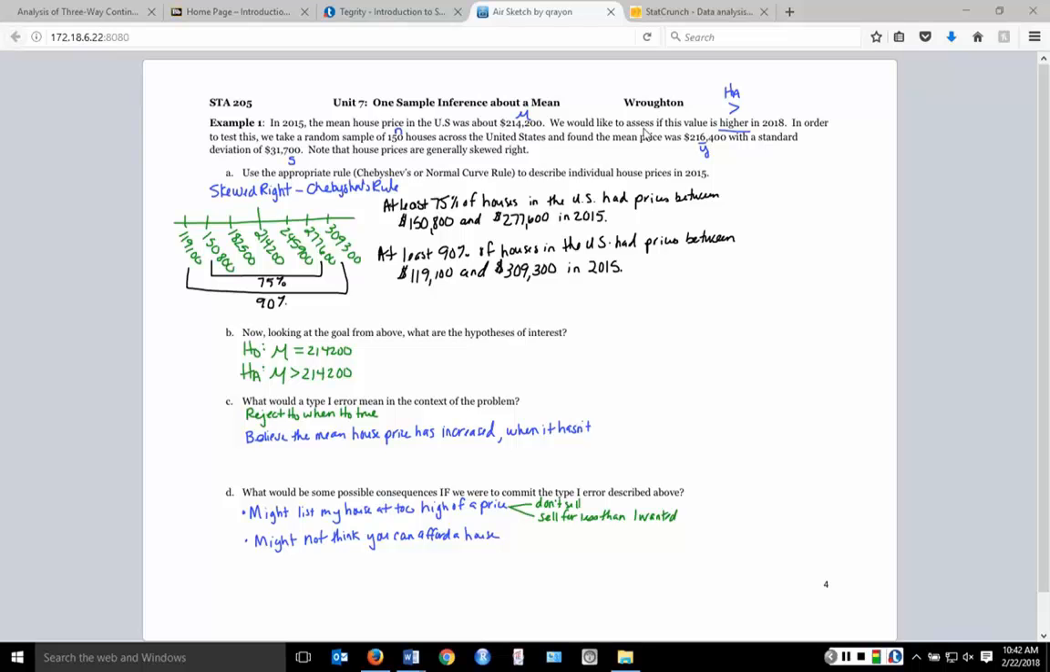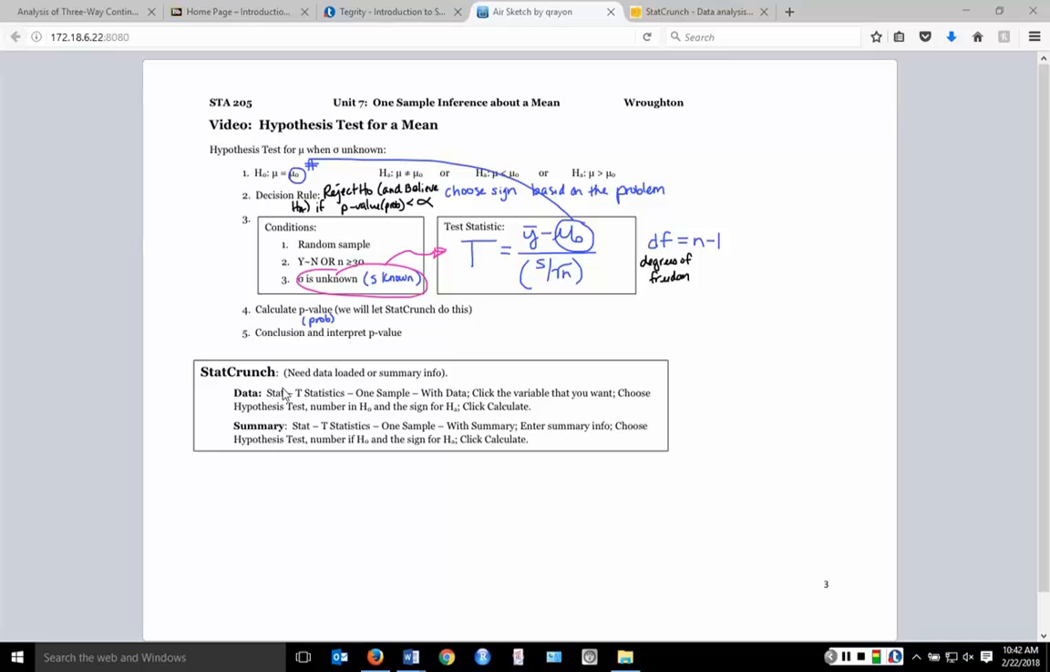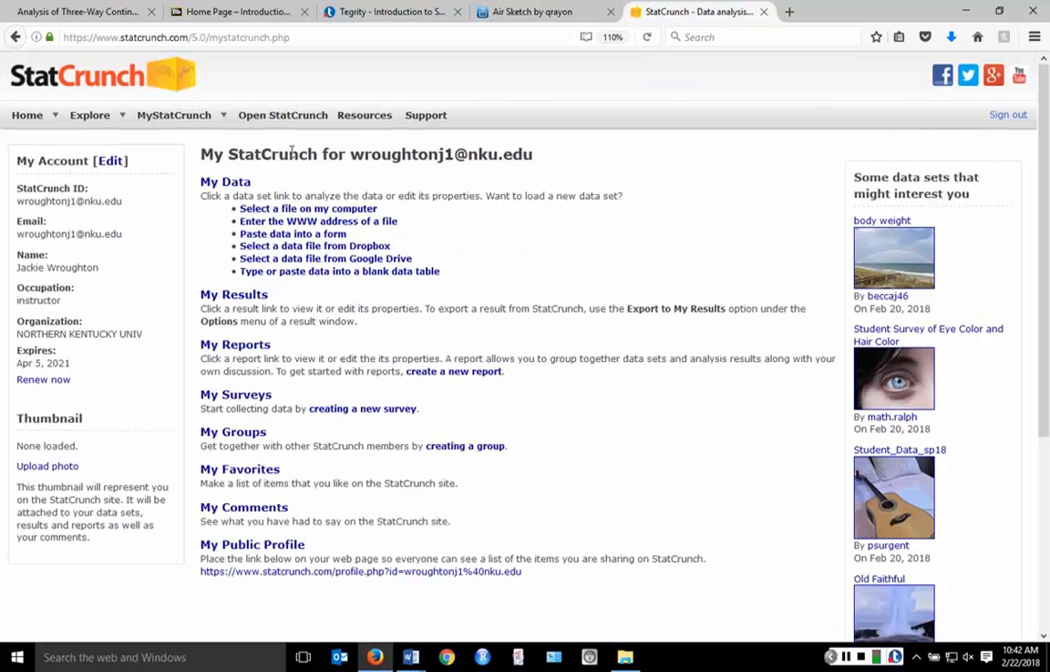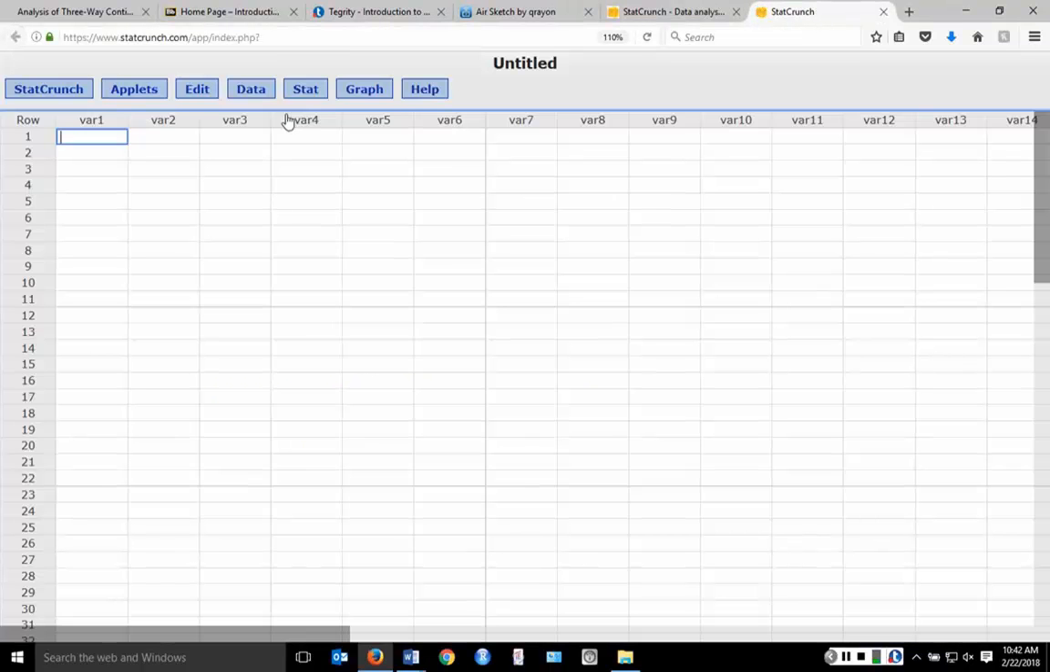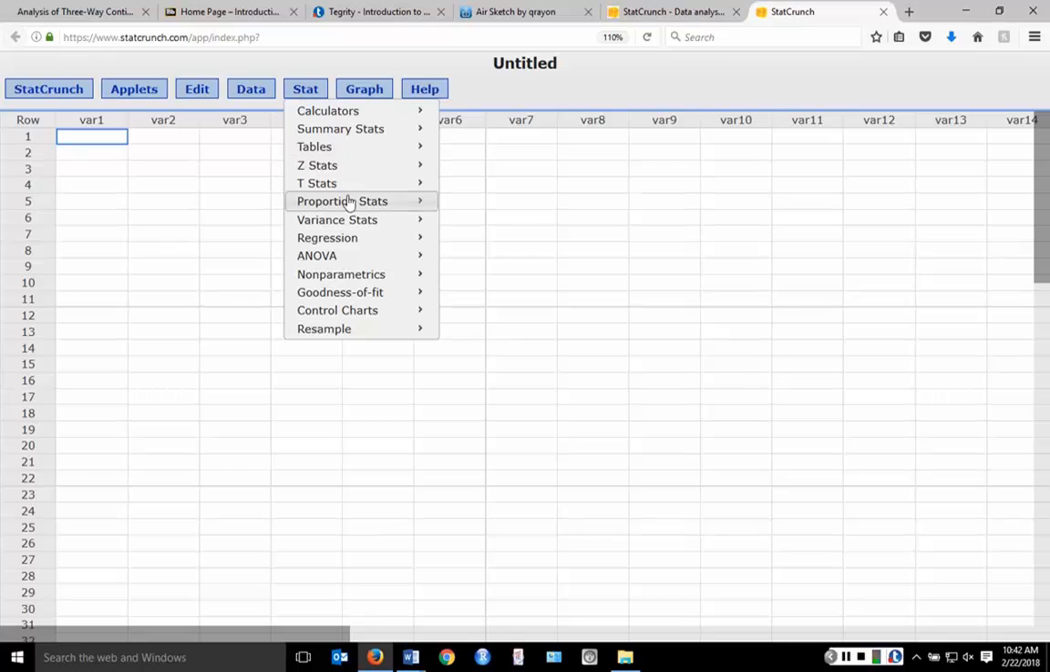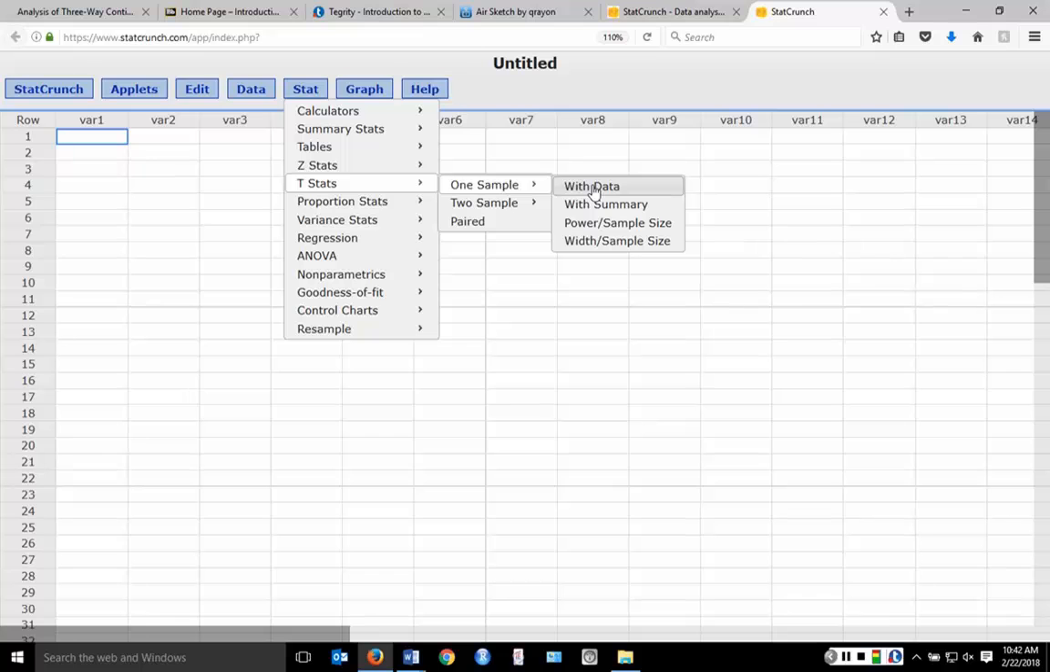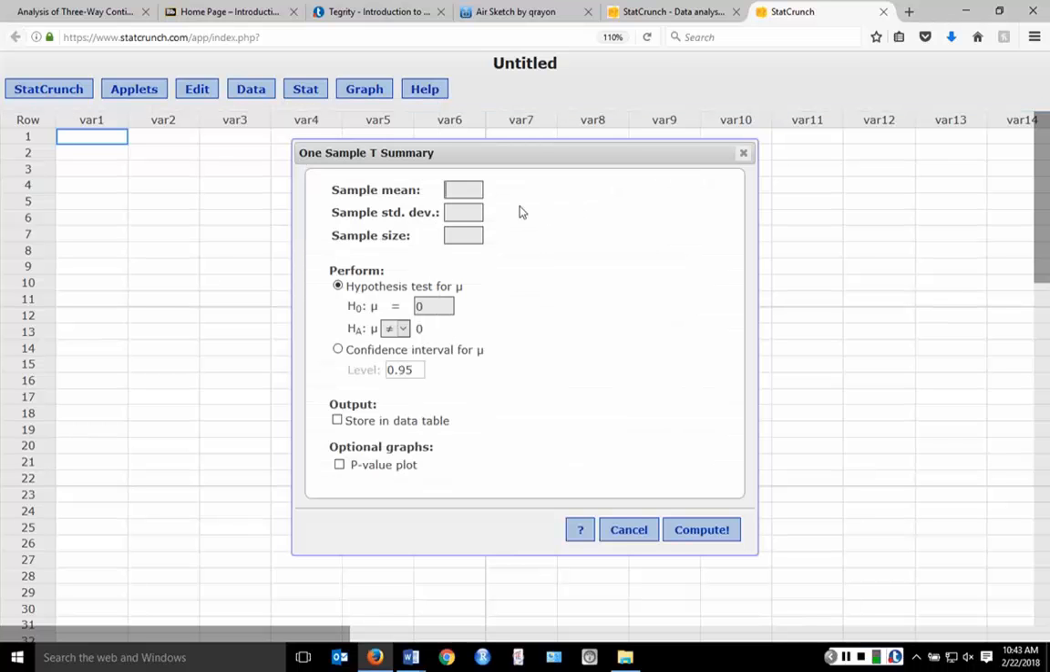So I have my sample size, I have my sample mean, I have my sample standard deviation. So we're going to go to StatCrunch using those directions that we learned here using the summary information. So I open my StatCrunch, and then we're going to go to Stat, T statistics, One sample, and then if you have the data, which would mean you actually had all 150 house prices, or we can just go to our summary information.